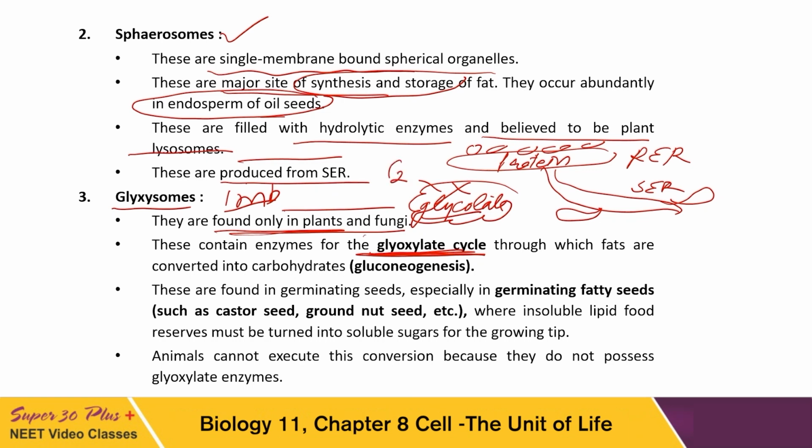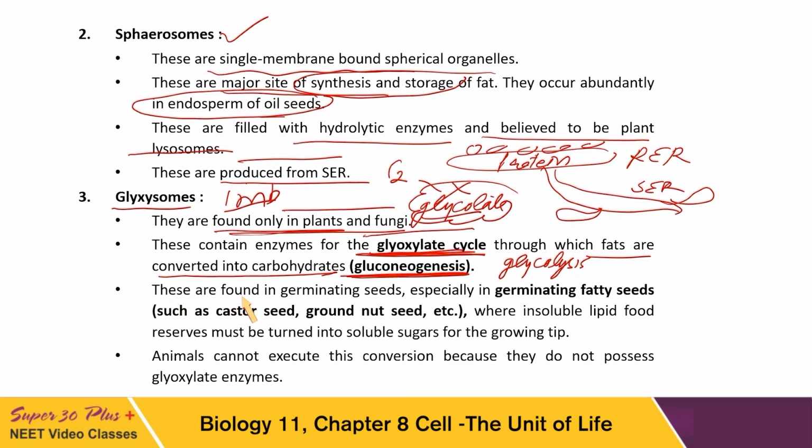What is this? This is the glyoxylate cycle through which fat is converted into carbohydrate. The process is known as gluconeogenesis. This is not glycolysis. Sometimes the question used to come. Glycolysis is different. This is gluconeogenesis. Genesis means what? Formation of glucose. Formation of glucose, that is, from fat.